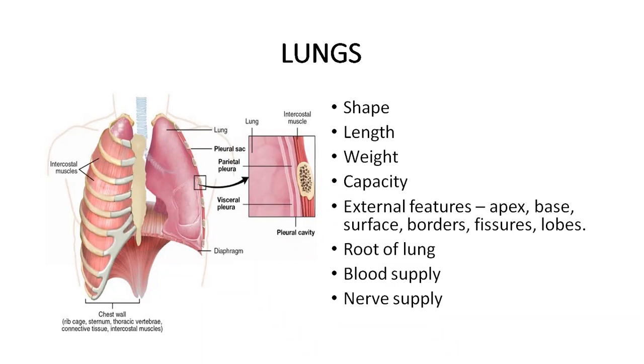Whereas in the left lung, there are only three structures: the pulmonary artery is the first one, then the bronchus, and then the pulmonary vein. So here there is only a single opening for the bronchus, whereas on the right side there are two openings for the bronchus.